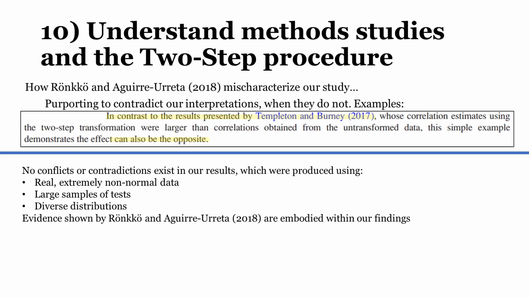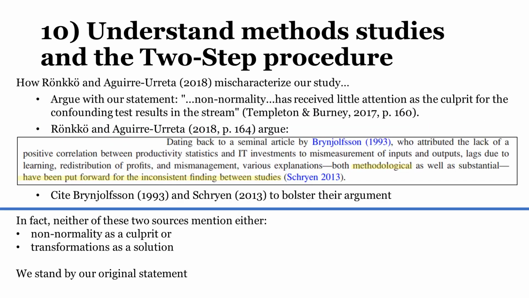In this sentence, they state that correlations can show opposite results when in fact there are no contradictions in our results, which are based on real, extremely non-normal data, large samples of tests, and diverse distributions. In other words, the evidence shown by the authors is not novel or contradictory to our study. In another example where the authors misunderstand our work, they cite two studies that they claim point to methodological explanations for the IT paradox problem. In fact, neither of these two sources mention non-normality or transformations.